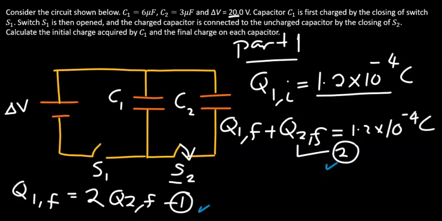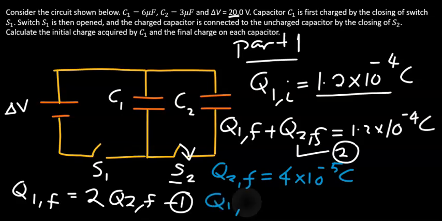Solving these two equations simultaneously would enable you to determine Q1F and Q2F respectively. And upon solving these equations, you get the following. Q2F, the final charge on capacitor 2, is 4 times 10 to the power minus 5 Coulomb. And Q1F, the final charge on capacitor 1, is 8 times 10 to the power minus 5 Coulomb. And that solves the problem.